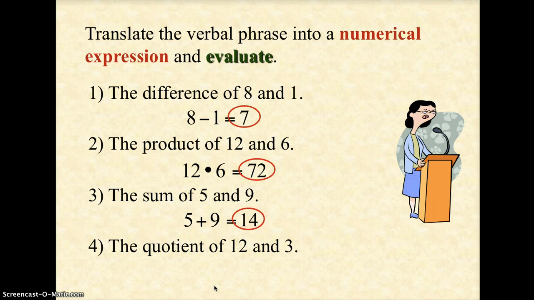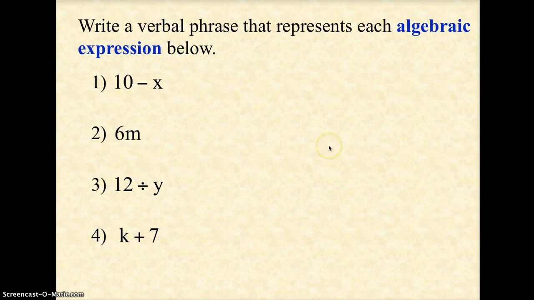Okay, how about the quotient of 12 and 3? Again, the word quotient was mentioned in the previous slide, so you should know what it means. So write 12 divided by 3, and the quotient is 4. Okay, well done. Pause the video now, and if you need to write something, write them down.